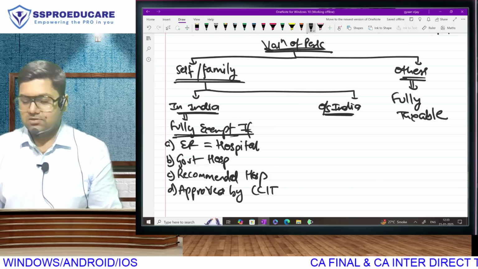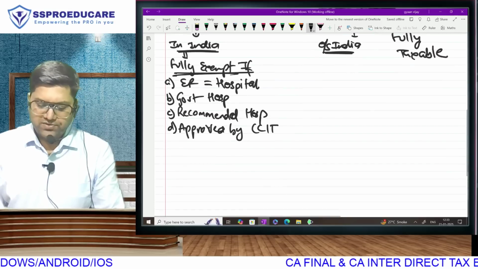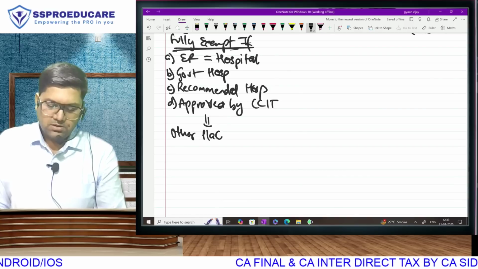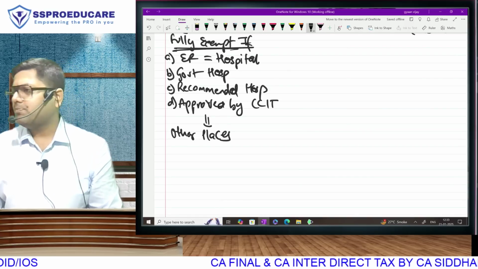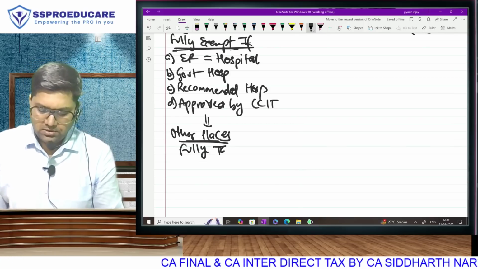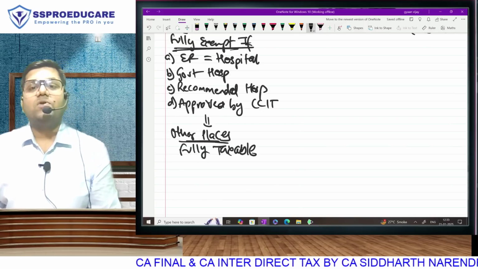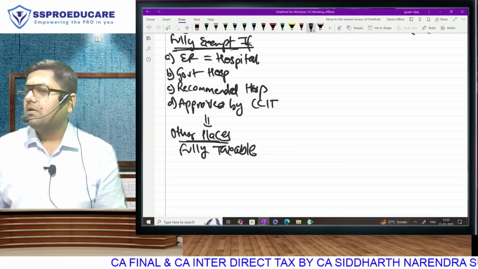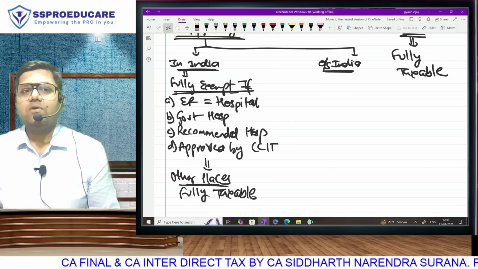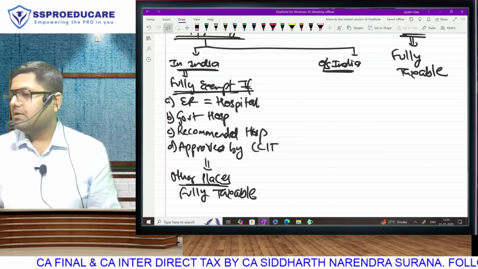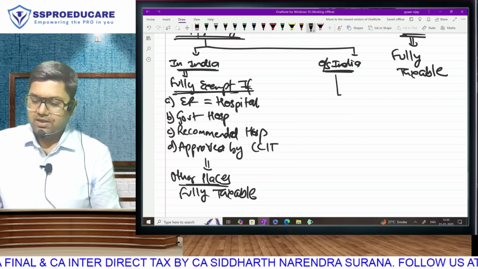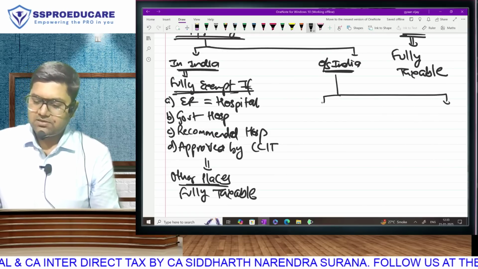You understood? And what if the treatment is done at other places? For example, a private hospital, which is not recommended, approved or employer hospital. Such medical treatment is going to be fully taxable. 4 places fully exempt, other places fully taxable. Is that clear? Now your employer is sending you for treatment outside India. When you send someone for treatment outside India, there is going to be expense in 3 categories.